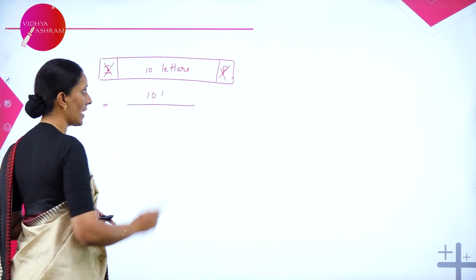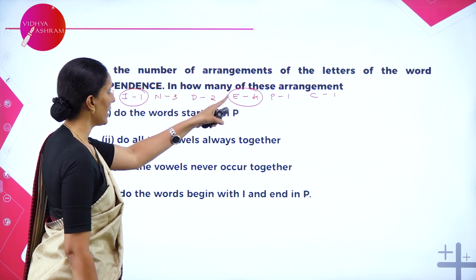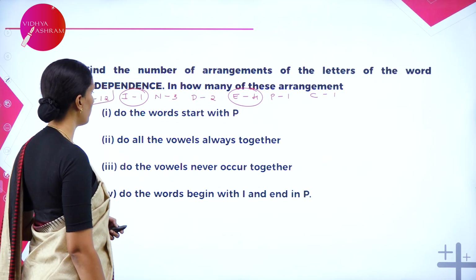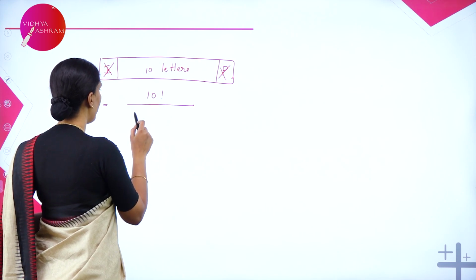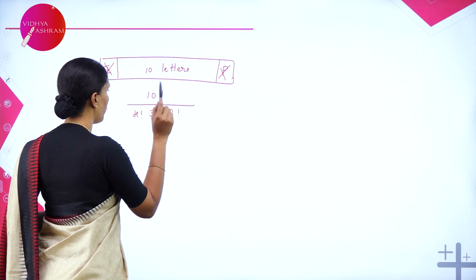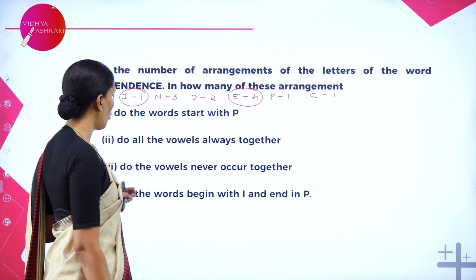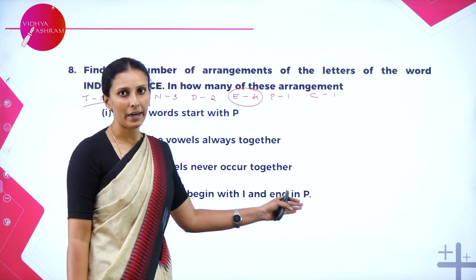But among those 10 letters, we have N repeating, D repeating, E repeating. So therefore, the total factorial has to be divided by 4 factorial, 3 factorial into 2 factorial. So this represents the number of permutations of the words that begin with I and end with P.